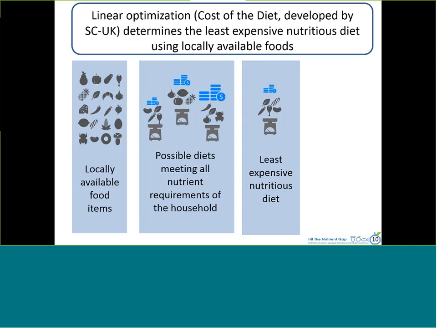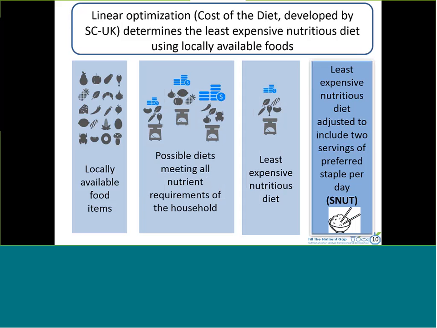So typically we have a breastfed child of about 1 year old, a lactating woman, an adult man, a school-going child, and an adolescent girl. So then the tool will select which combination of foods can meet the recommended nutrient intake of each individual at the lowest cost. And the only thing that we force the tool to select is the local staple. So there should be 2 servings of the local staple in the diet. And we call that the staple-adjusted nutritious diet. So if you see that abbreviation in the slides coming, that's what it means.